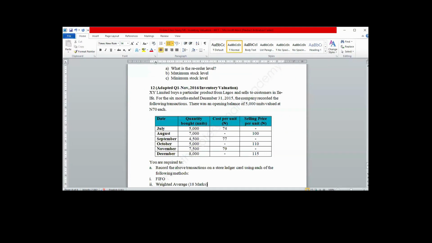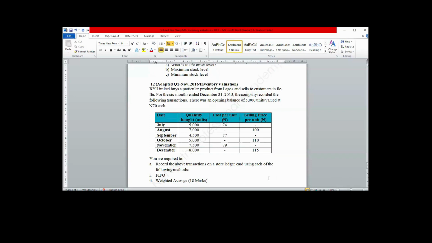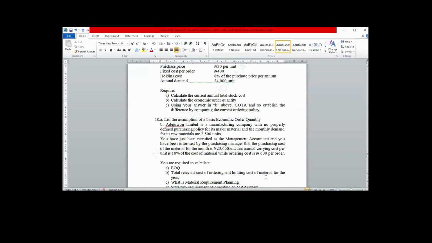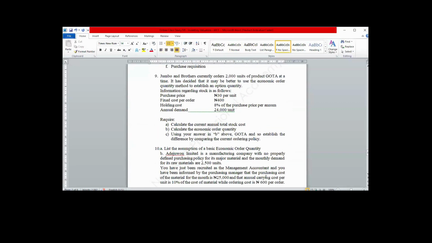Even in 2016, there is a question here tested by ICANN in 2016. They only tested FIFO and weighted. How did they now come up with LIFO in 2021? There is an issue somewhere. Because as at that time, the standard says that LIFO is not applicable to report anything as business is concerned.